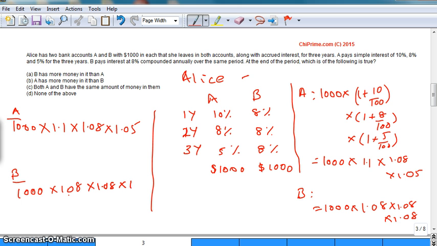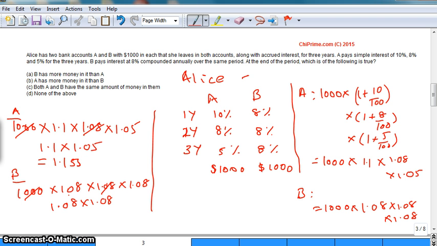So what we can do is strike out the common terms between A and B, and then reduce our multiplication to just the uncommon terms. So if 1.1 times 1.05 is greater than 1.08 times 1.08, then A has more money, otherwise B does. This multiplication is fairly easily done. So if we do 1.1 times 1.05, it's fairly easy to do because it's just a simple multiplication of two decimals.